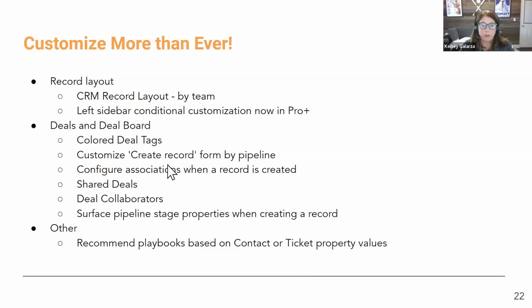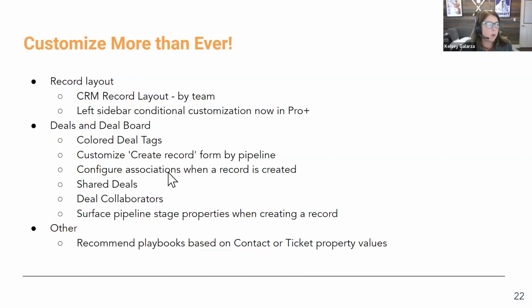Customizing the create record form by pipeline. That's exactly what it sounds like. So it has been that your create deal, for example, was just universal. And so whether you had different kinds of partner deals or different kinds of end user deals or all kinds of different things, you still had to see the whole superset of items to collect. But now you can make them as long or as short as you need by your pipeline.